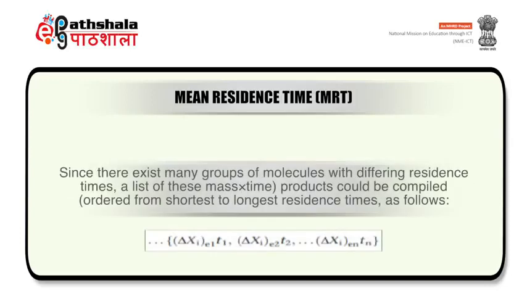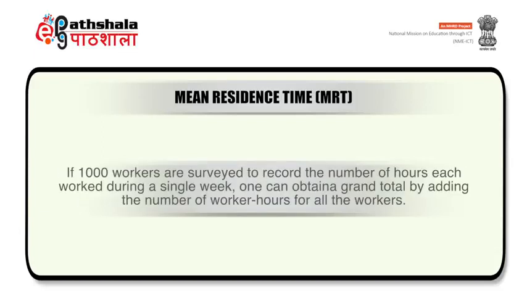Since there exist many groups of molecules with differing residence times, a list of these mass times time products could be compiled, ordered from shortest to longest. This list is n items long, indicating that there are n groups of molecules with different residence times. This list can be used to find the MRT of a typical group of molecules of the drug in question. An example can clear this concept.